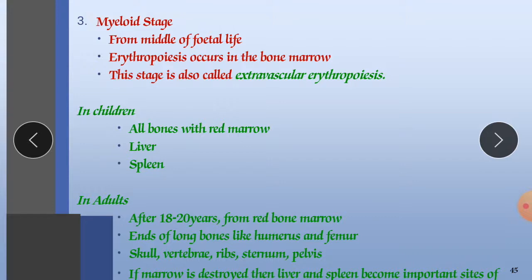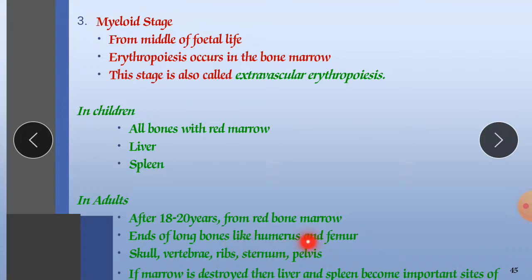In children, blood is formed in red bone marrow, liver and spleen. In adults, after 18 to 20 years, all the blood is formed from red bone marrow, and erythropoiesis occurs at the ends of the long bones like the humerus and femur. This is the major site of formation of blood.